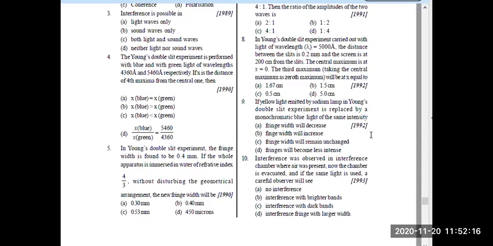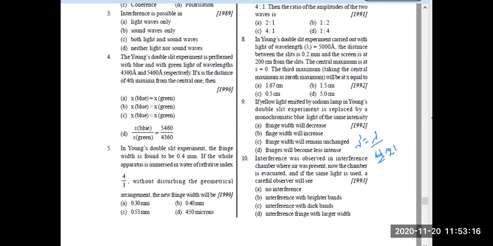Now, 10th one. Interference was observed in interference chamber where air was present. Now the chamber is evacuated, and if the same light is used, a careful observation will see. Tell me. ना एक चीज बताओ, what is the formula of lambda? What is the formula of lambda? Now in medium, can I say that lambda dash equal to lambda by mu? Lambda dash is equal to lambda by mu in medium? Yes or no? Right? So air में mu we assume that it's comparatively equal to 1, but it's actually not equal to 1. It is slightly more than 1. Yes or no? Think about it.